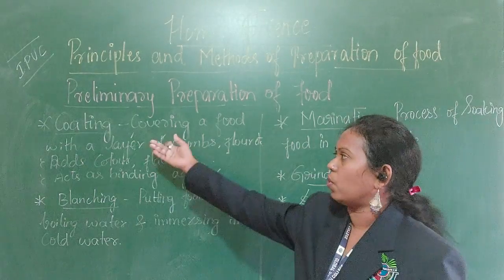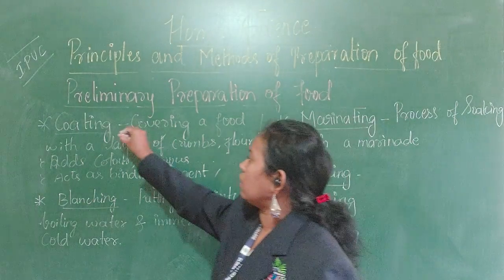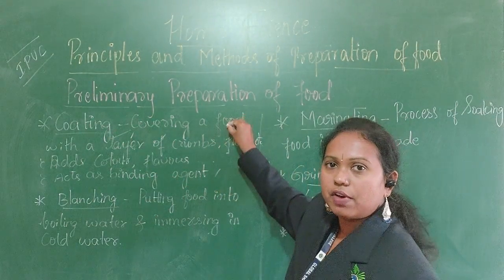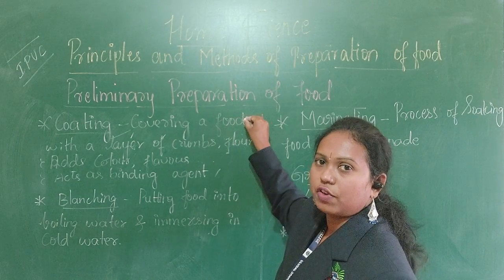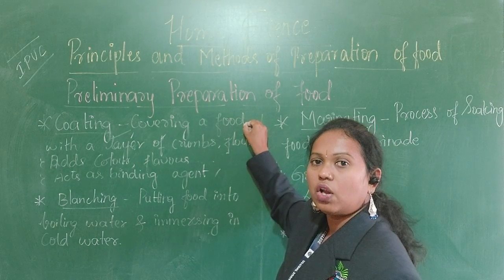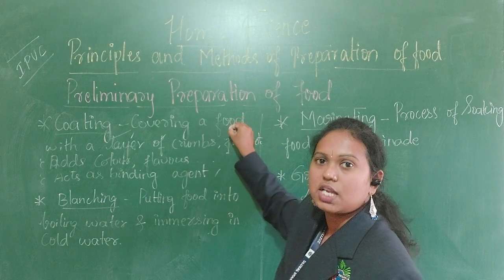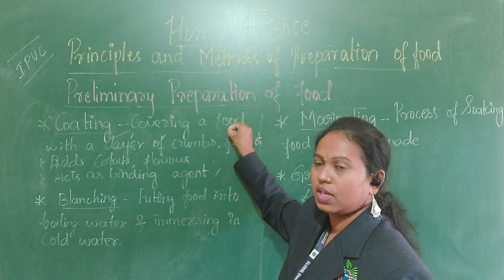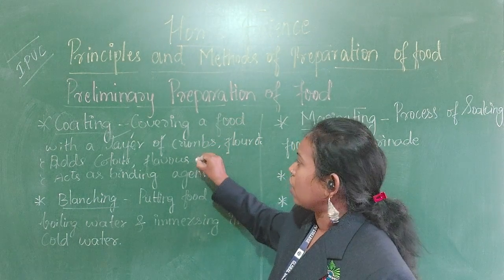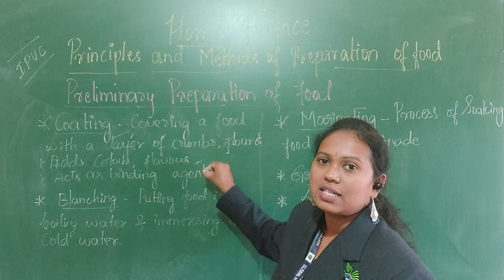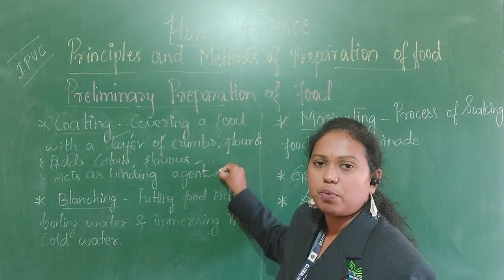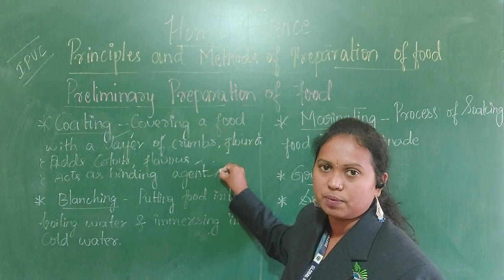First one, coating. The term coating refers to covering a food with a layer of crumbs or flour or other fine substances before cooking it. It adds color, flavor and acts as a binding agent and produces a crunchy texture.